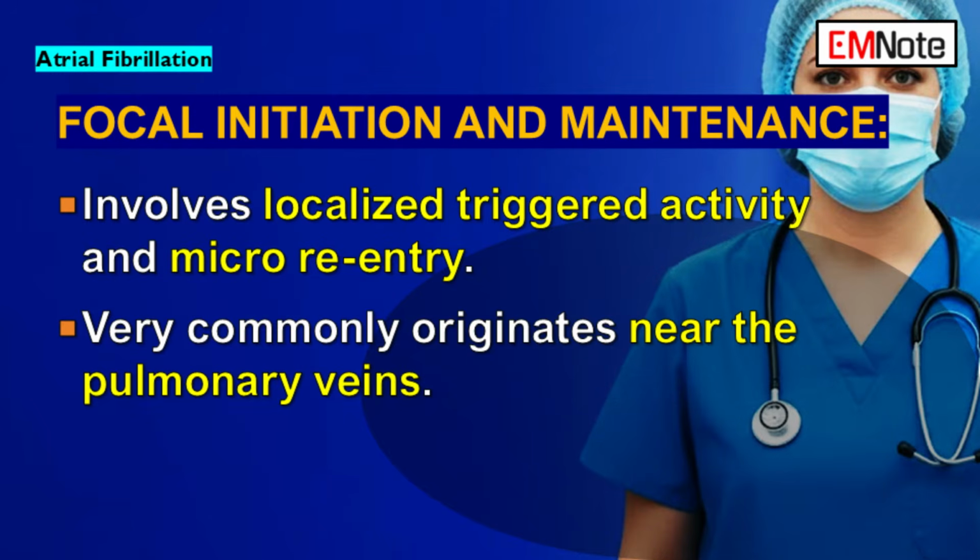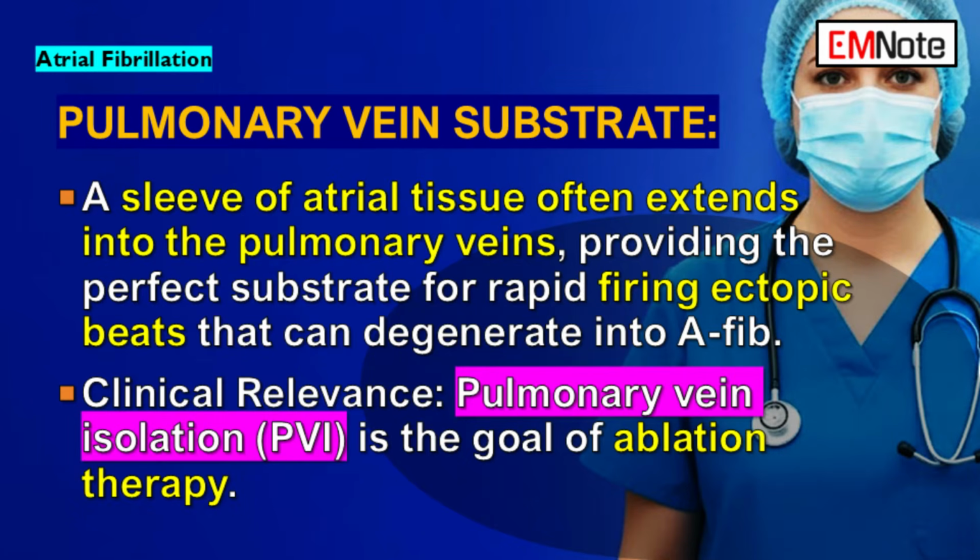The second theory, which has really big implications for intervention, is focal initiation and maintenance. Yeah. This usually involves localized triggered activity and micro reentry, and it very commonly originates near the pulmonary veins. Why there? Why the pulmonary veins specifically? It seems so specific. It's an anatomical thing. There's often a little sleeve of atrial tissue that extends into the pulmonary veins.